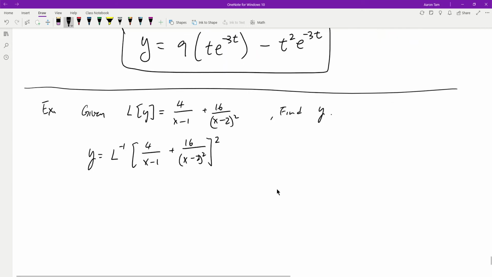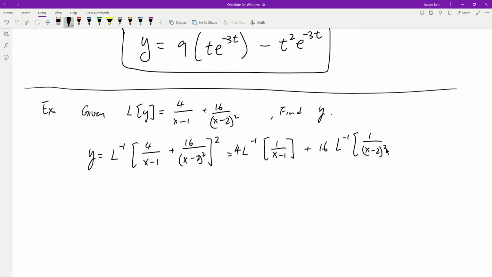First of all, remember, because of the linearity of Laplace transform, I'm going to pull out the 4 and focus on 1 over s minus 1, and pull out the 16 and focus on the Laplace transform of 1 over s minus 2 squared. Oops, there's no square here. All right. So now what you're going to do is look at the Laplace transform and try to find the appropriate formula that would allow you to do the inverse. So it's just a matter of looking at the formulas and trying to pick out the one that will work.